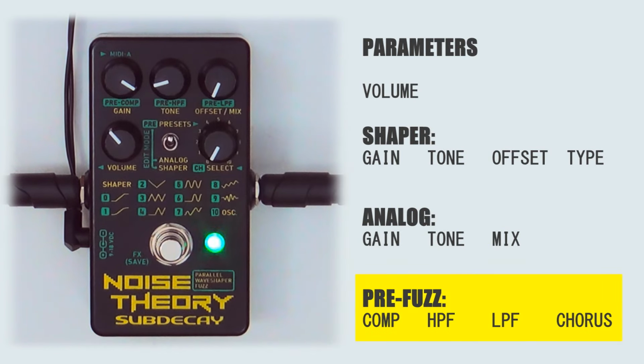Setting back to presets, the LED still indicates editing is engaged. This lets you control the pre-fuzz settings and select a chorus effect with the select knob. Select 0 to turn the chorus off.